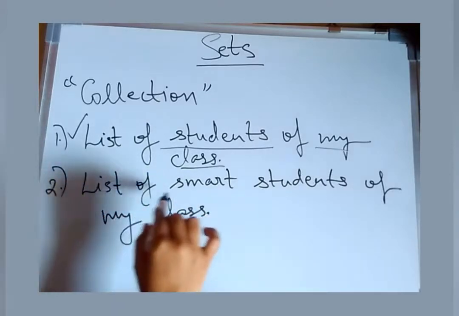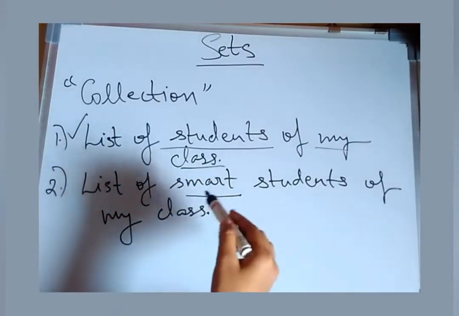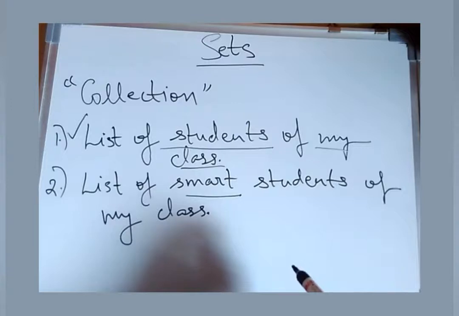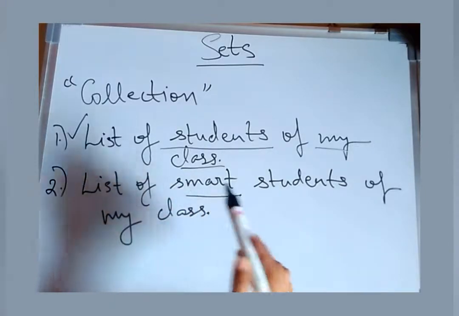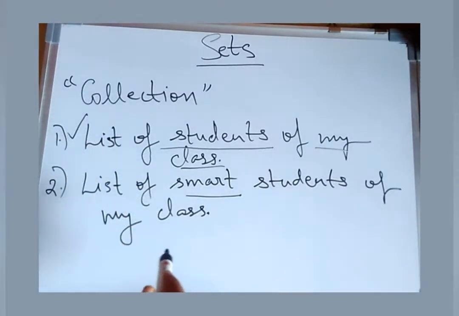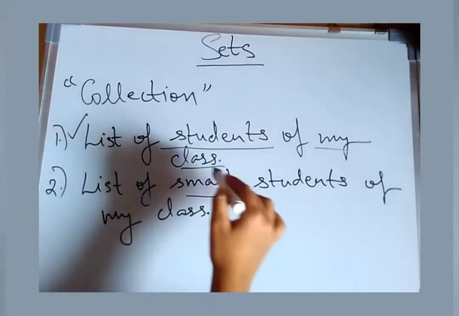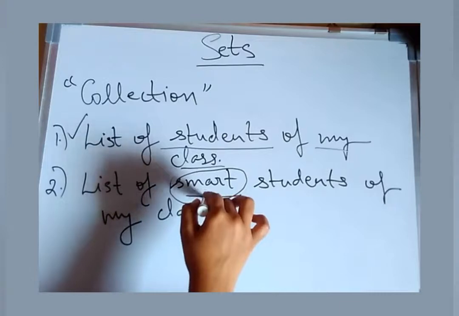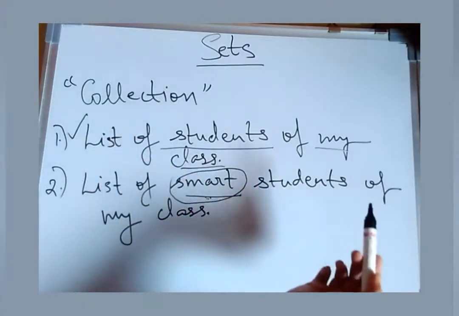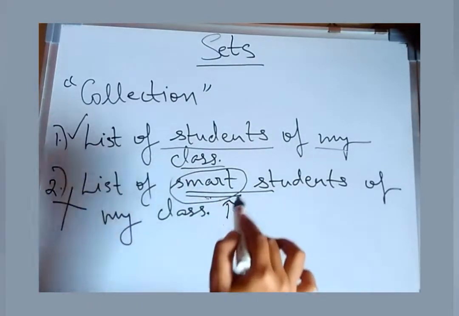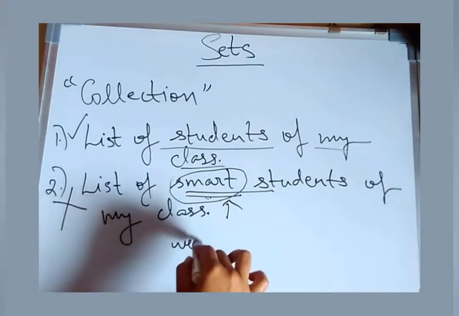Next, consider the next case, list of smart students of my class. Now if I pick any two students and tell them to make the list of smart students of my class, they will come up with totally different lists. They might write the names of their friends, they may write their own name, or they may come up with a list saying no one is smart in the class, ma'am. So smartness is a relative term. This will differ from person to person about whom they think is smart. So this cannot form a set because the members of this particular collection are not well defined.